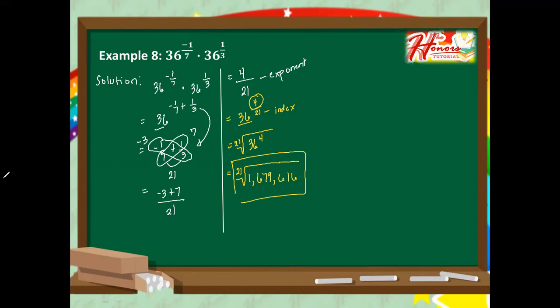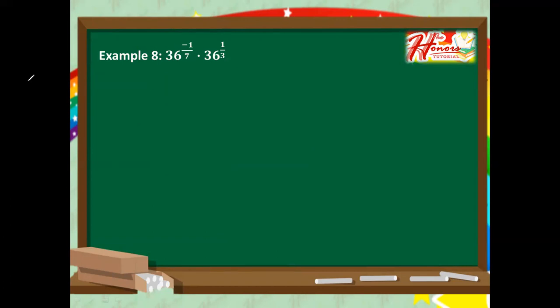Next, let's have another example. Number 9. We have here 49 raised to 2 over 5 divided by 49 raised to 1 half. So this is what you are going to do. Let's copy first the given. So that is 49 raised to 2 over 5 over 49 raised to 1 half.